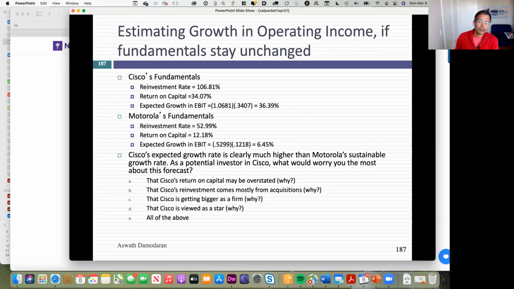Cisco is a superstar. You say, what about Motorola? Their return on capital is 12.18%, not bad. Their reinvestment rate is about 53%, not bad. You multiply not bad by not bad, what do you get? Not bad. Their growth rate is 6.5%. Again, I'm not trying to paint Motorola as a bad company. I'm just saying that what you deliver as a company comes from the quality of your projects and how much you reinvest.